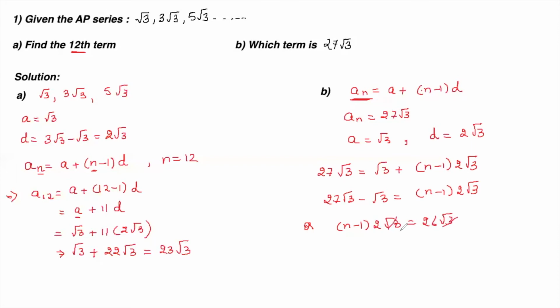Now I'll divide it, so I'll get 13, right? Therefore n minus 1 is equal to 13, or I can say n is equal to 13 plus 1, equal to 14. Therefore, the 14th term of my AP will be 27 root 3. So I hope this question is clear to you. Let's move on to the next question.